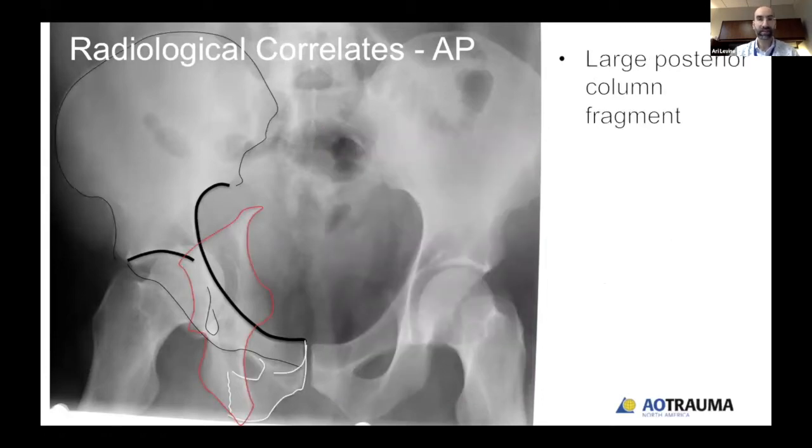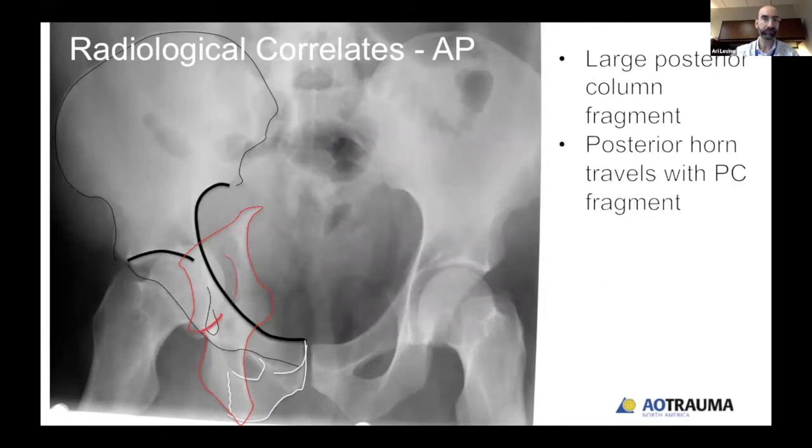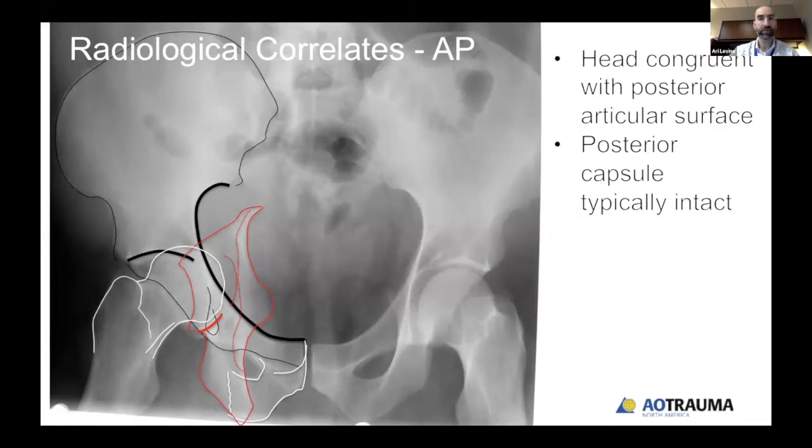We can see that the posterior column is one large fragment. It's medialized and internally rotated along its vertical axis. We can see that the sciatic notch and the ischial spine is really highlighted here. Typically, the posterior horn of the articular surface remains congruent and attached to the posterior column fragment. And the ilioischial line is broken and displaced medially. Typically, the head will travel with the large posterior column fragment, and this is because the posterior capsule is typically intact, and that's an important distinction.